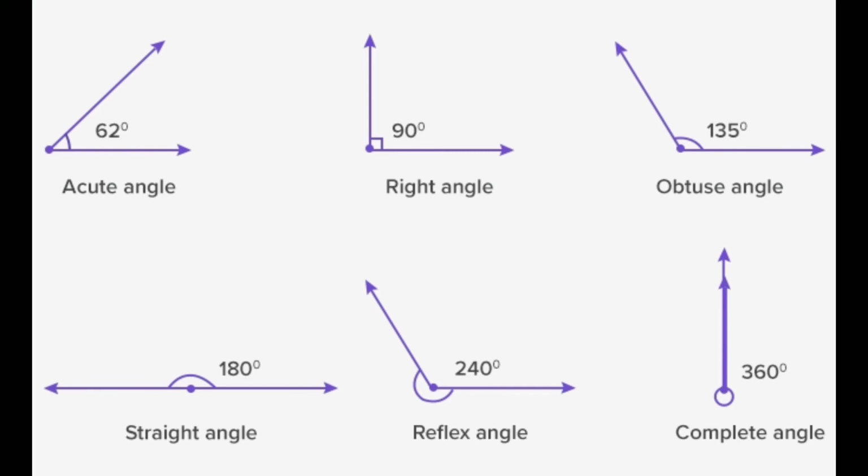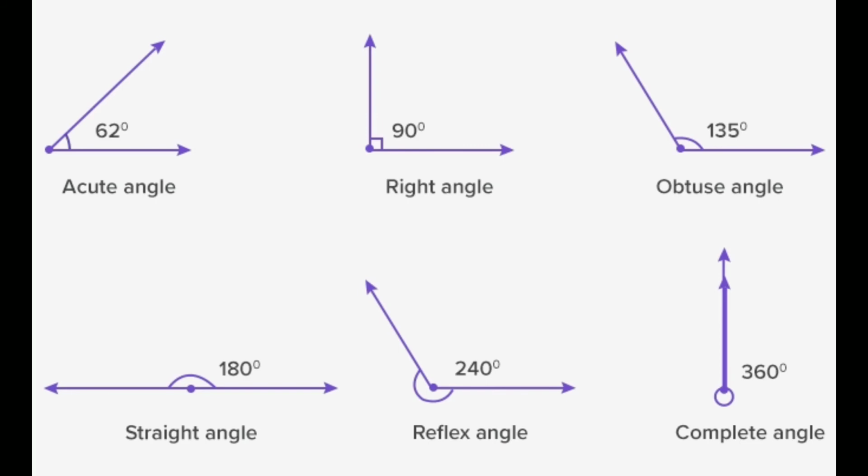Now what is a right angle? A right angle is equal to 90 degrees. The angle which is equal to 90 degrees is called a right angle. Then what is an obtuse angle? The angle which is more than 90 degrees and less than 180 degrees is called an obtuse angle. You can see this angle measures 135 degrees, which is less than 180 degrees and more than 90 degrees. So this type of angle is called an obtuse angle.